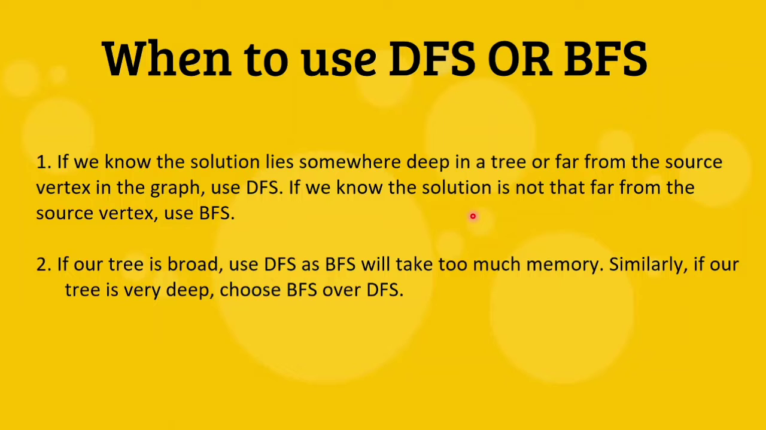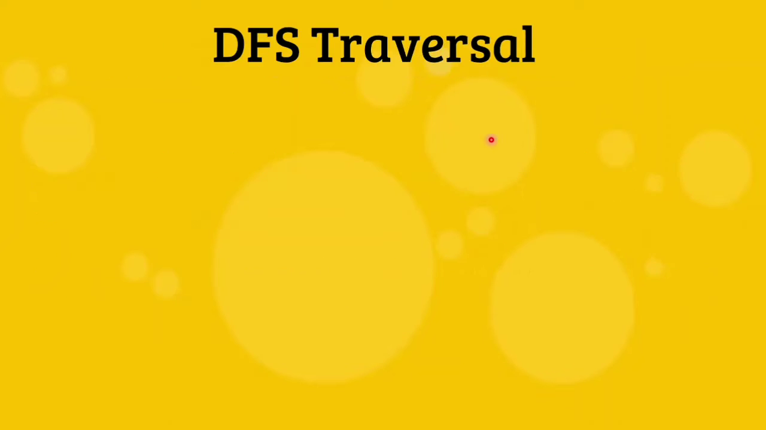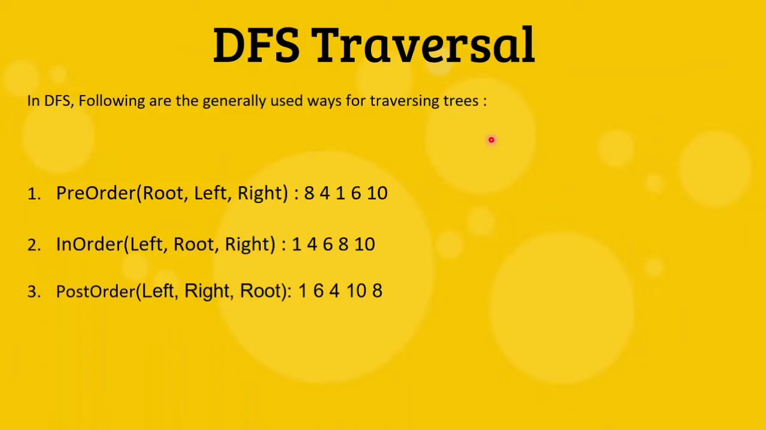In this video tutorial, we will take a deep dive into DFS. In DFS, the following are the generally used ways of traversing a tree. Tree traversal is divided into mainly three categories. The first one is pre-order, then in-order, and post-order.